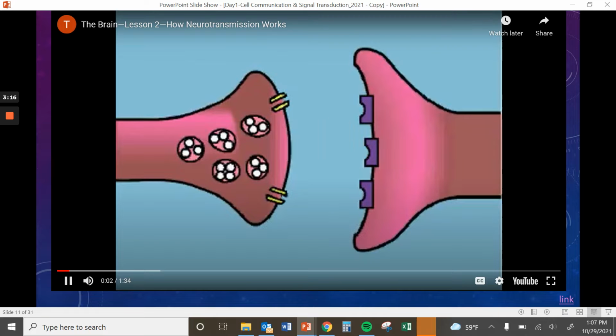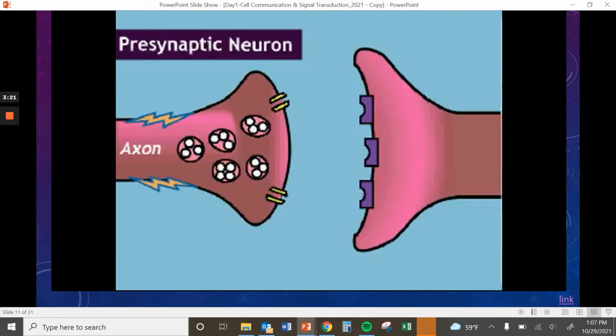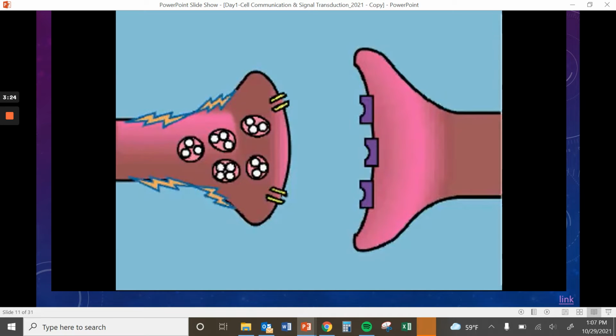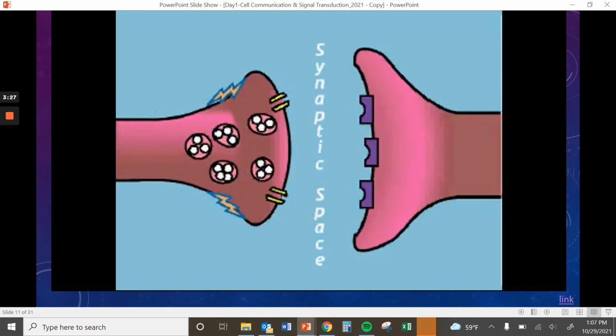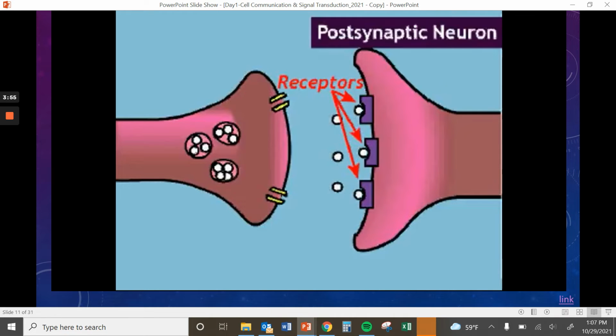Communication between two neurons begins when an electrical impulse called an action potential travels along the axon of a presynaptic neuron toward the axon terminal. The action potential cannot cross the synaptic space. When it reaches the axon terminal, it causes membranous sacs called vesicles to move toward the membrane of the axon terminal. The membrane of the vesicle fuses with the membrane of the axon terminal, enabling the vesicle to release its contents into the synaptic space. The molecules released from the vesicles are chemicals called neurotransmitters. They drift across the synaptic space and bind to special proteins called receptors on the postsynaptic neuron.